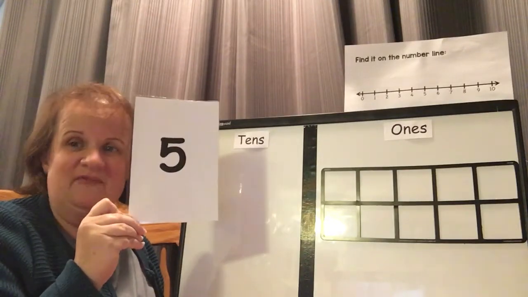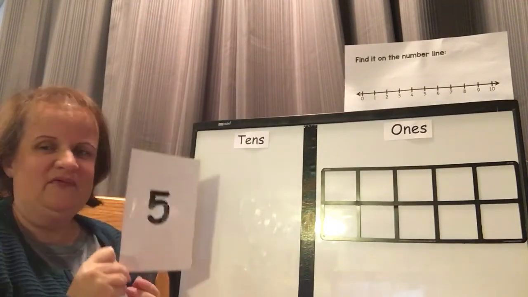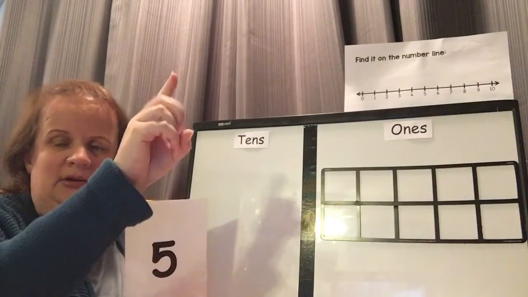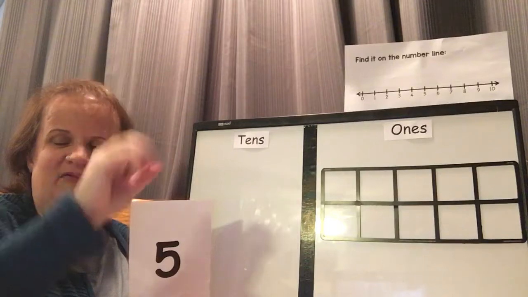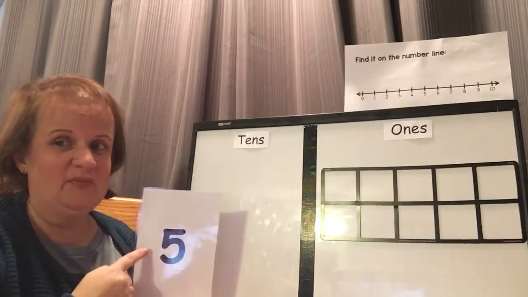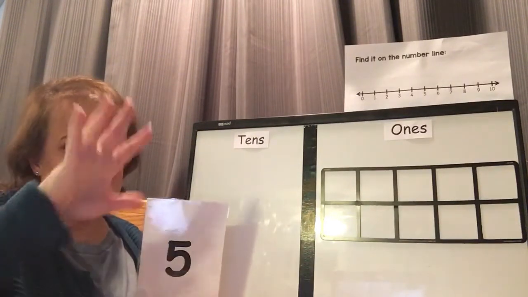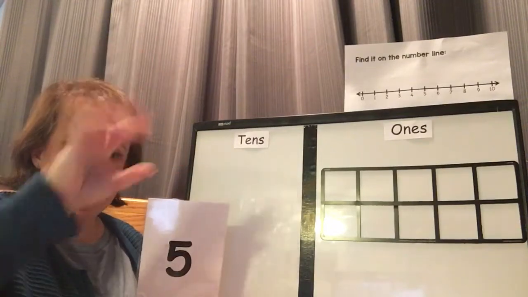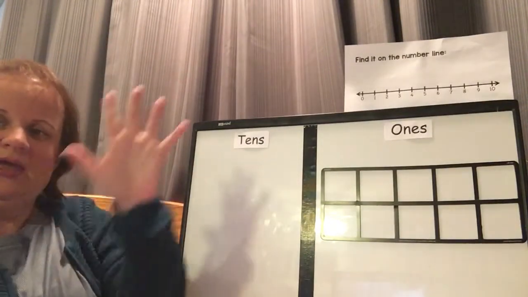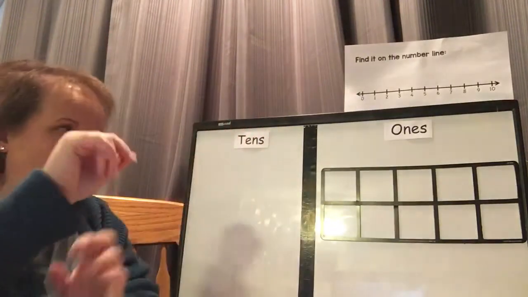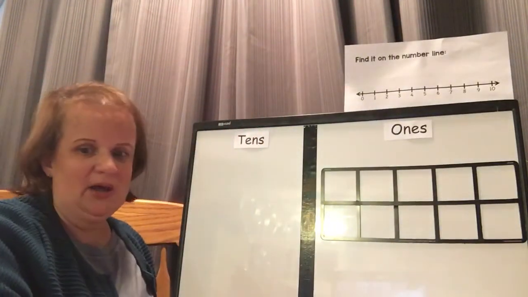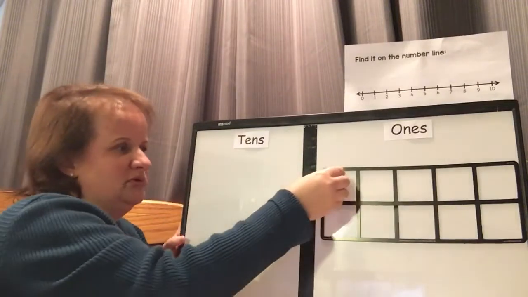Let's get another number. Number 5. You're right. Let's count to 5 on our fingers. 1, 2, 3, 4, 5. I like to do that for number 5 to remind my brain that I have 5 fingers on this hand and 5 fingers on this hand. 5 and 5.